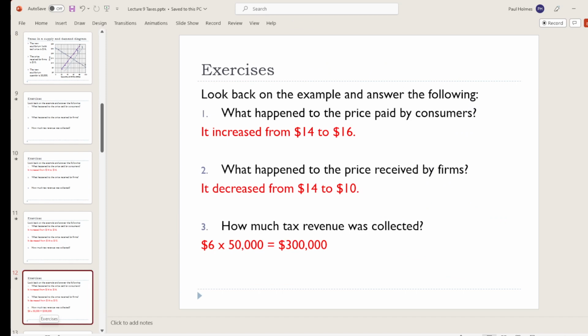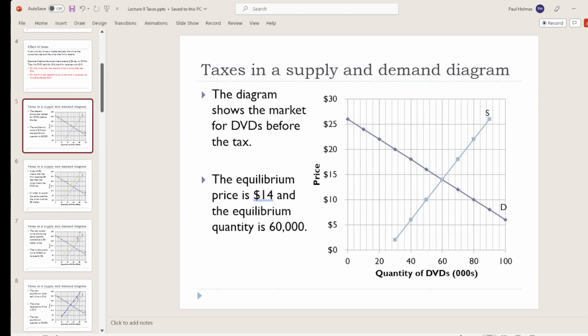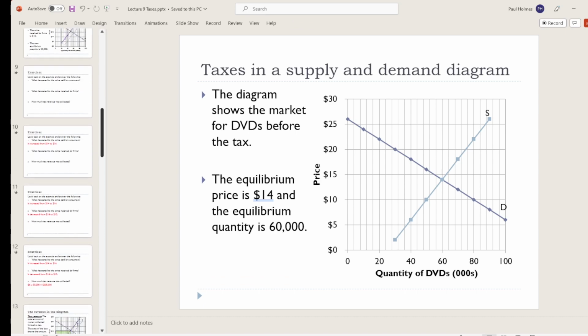Another little place you can get tripped up here is, before you do this exercise, you might say, oh, there's a $6 tax and the quantity traded is 60,000, so we're going to get $6 times 60,000 is 360,000. This would be wrong because that tax ends up reducing the number of trades that take place.